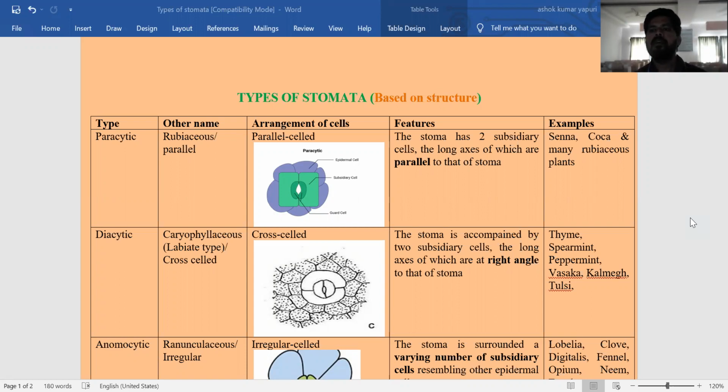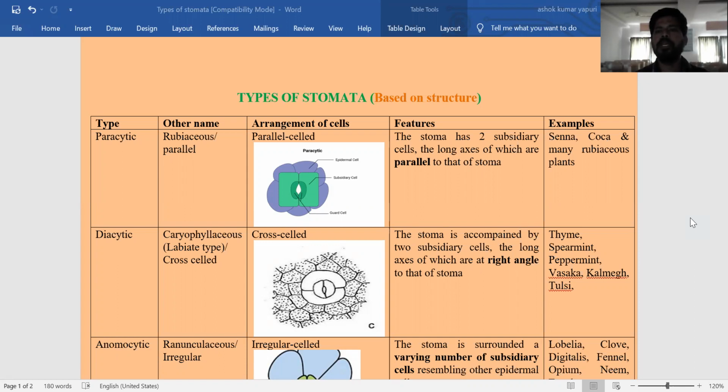Regarding pharmacy competitive exams, there is a 100% probability of a question on the types of stomata. This is a gunshot topic. You can expect a question in GPAT, NIPER, and other pharmacy competitive exams. What are the different types of stomata, what are their different names, what is their general morphology, how are they arranged, what are their general features, and what are the examples?